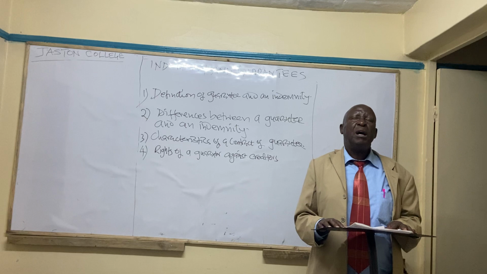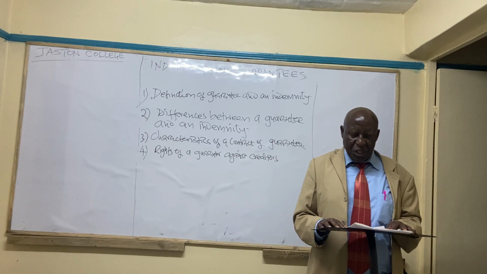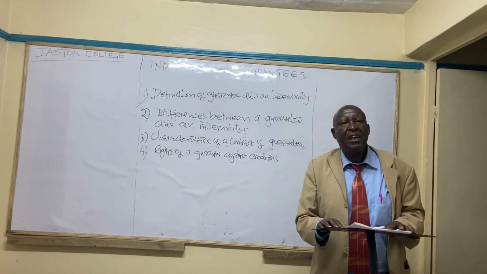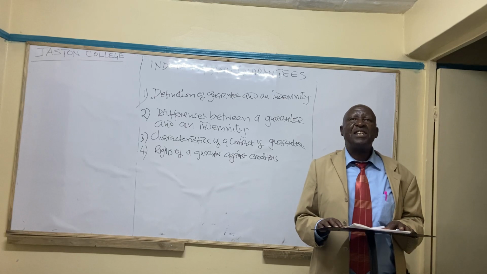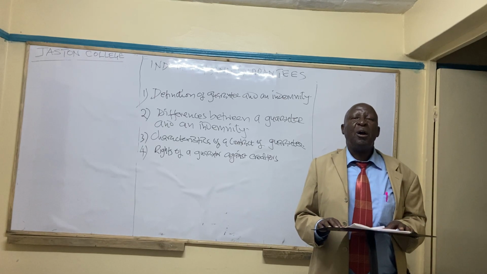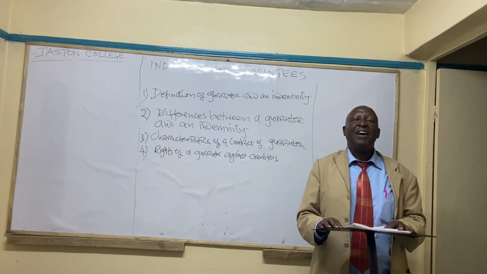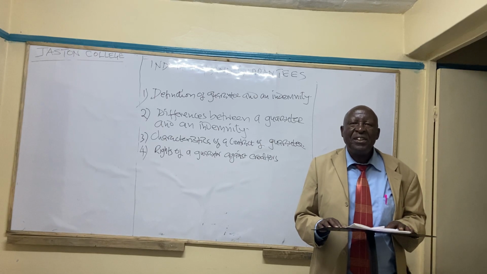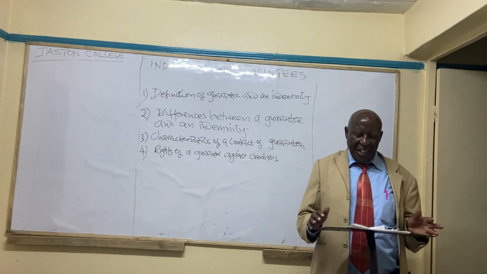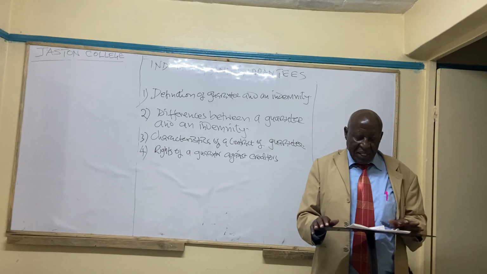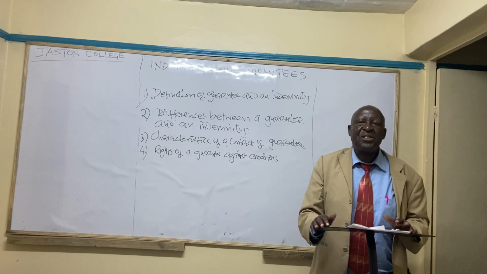The number of parties in an indemnity contract includes only two parties, namely the indemnifier and the indemnity holder. But a guarantee contract includes three parties, namely the creditor, the principal debtor, and the surety.